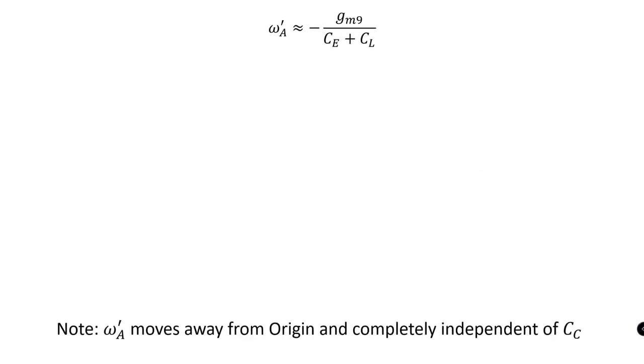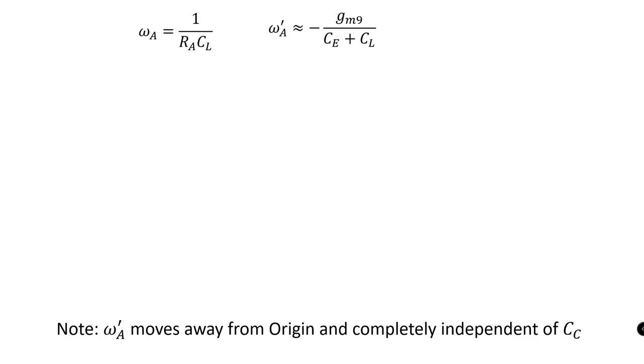There are two things that one has to note here. As the value of Cc increases, the omega A prime moves away from the origin and the omega A prime becomes completely independent of Cc. The reason for this omega A prime to move away from the origin can be visualized by looking back at our omega A term, where node A had a resistance value of Ra, but now it has become 1 by gm9. So there is certainly a reduction in the value of the node resistance at node A, due to which the omega A prime moves away from the origin.